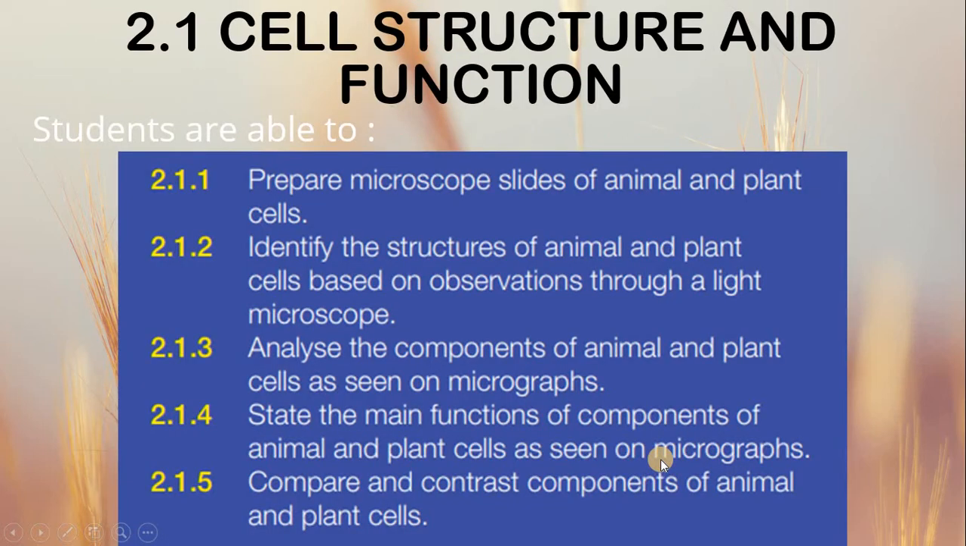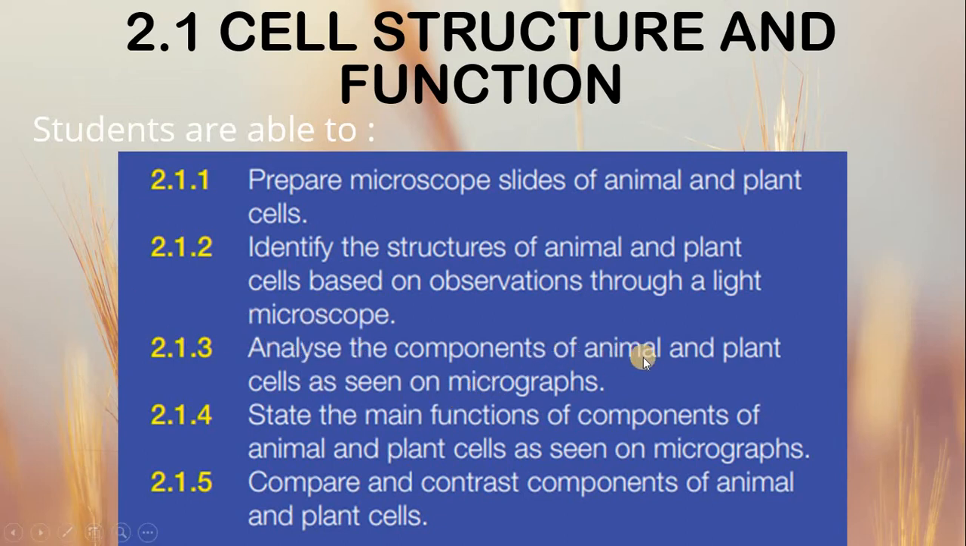Okay, now we look at 2.1. This is the subtopic that you are going to cover for today: 2.1 cell structure and function. These are the learning standards that you have to cover. First, prepare microscope slides of animal and plant cells. Second, identify the structure of animal and plant cells based on observation through a light microscope. Don't worry about these two learning standards, because we are going to do the experiment after the school opens.